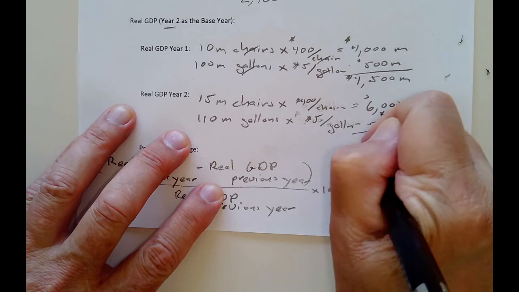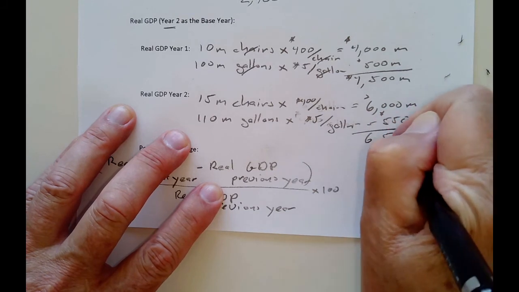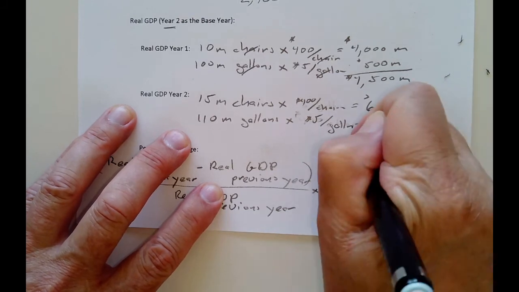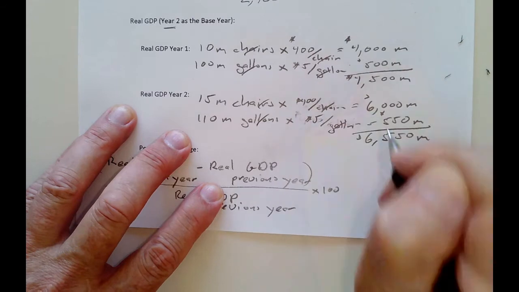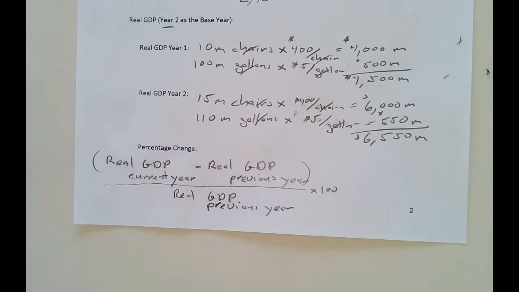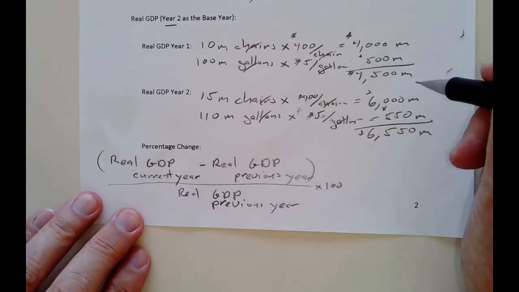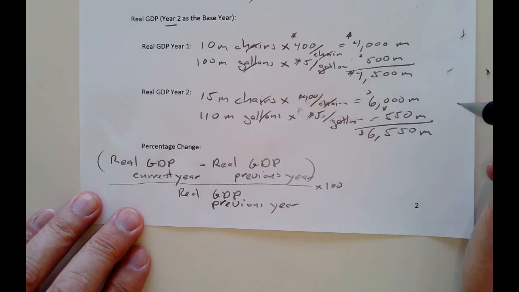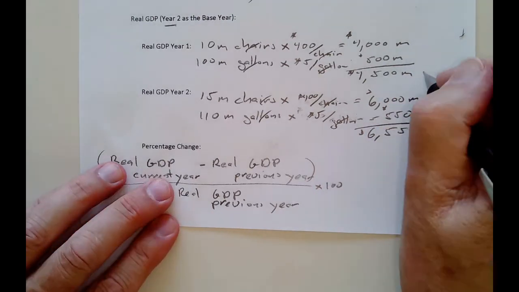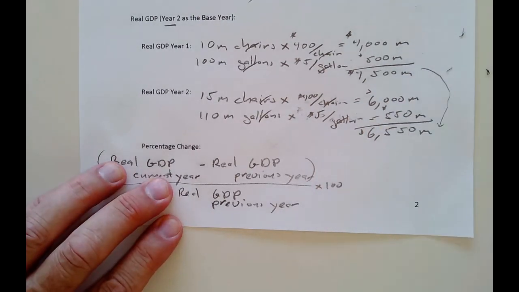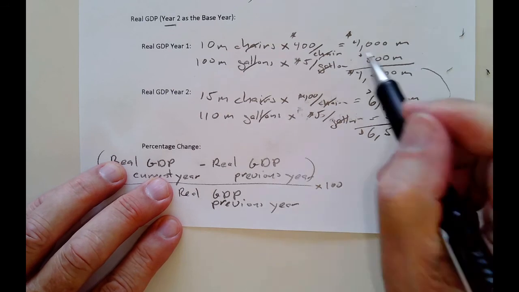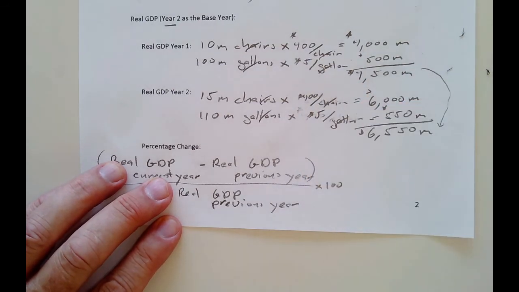Always think about your answers to make sure they make sense. Chairs cancel and gallons cancel, so it's all going to be measured in dollars. And then we're going to take the percent change. And again, before we do the percent change, these numbers going from 4,500 to 6,550 is now a fair comparison because they're weighted in the same prices for all the units of production.